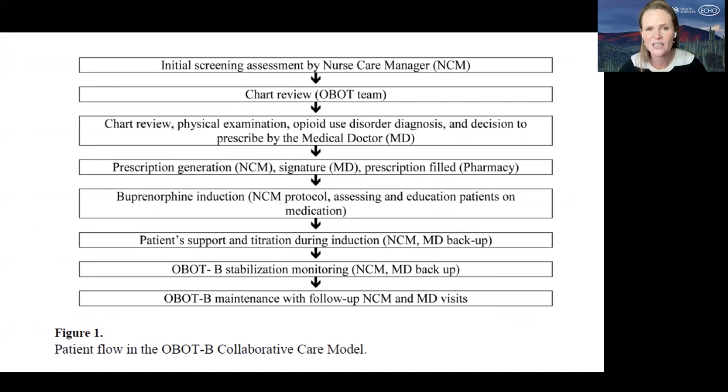So that includes the initial screening assessment. That is then reviewed by the whole team in a weekly chart review meeting to decide who's eligible for treatment. Next, the MD does those tasks that an MD does so well: the physical exam, the diagnosis, decision to prescribe. And then from there, you can see that the nurse care manager is actually in charge of the majority of subsequent tasks, but the MD is always there available and as backup.